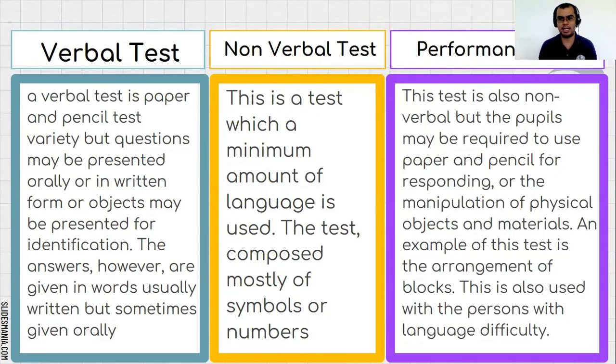And we have here the performance test. This is also a non-verbal test, but the pupils or learners may be required to use paper and pencil for responding, or manipulation of physical objects and materials. An example of this test is the arrangement of blocks. This is also used with persons with language difficulty. So it uses paper and pencil, but it doesn't use objects or symbols or words. So you can have this in artwork. So that can be a performance test.